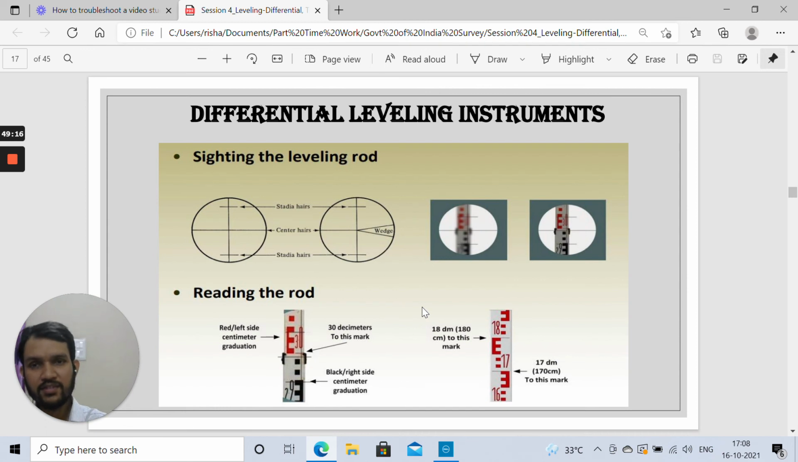Next, you can see here differential leveling instruments that we were talking about, and how we can sight the leveling rod. It is in this form. Two stadia hairs are there, top stadia hair, bottom stadia hair, and a central hair is there. Three horizontal crosshairs as I told you, and this is the vertical hair. Why is it called a crosshair? Because a cross is formed. This is horizontal, this is vertical, both of them cross each other to form a crosshair.